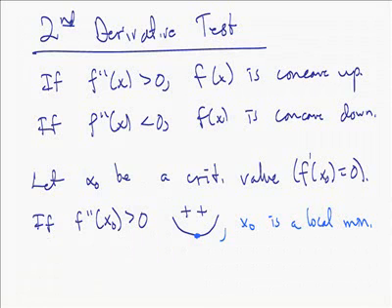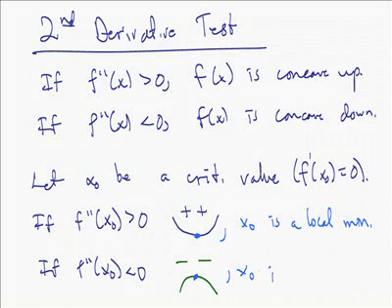Well, if we take the second derivative at our critical point and it comes out to be less than 0, well, if the second derivative is negative, we're not happy about that because that means that we're concave down and the only place that a critical point could be is sitting at the top. So that would mean that x naught is a local max. If the second derivative is positive at the critical point, you're concave up, so you have to be sitting at the bottom, and you're a local min.